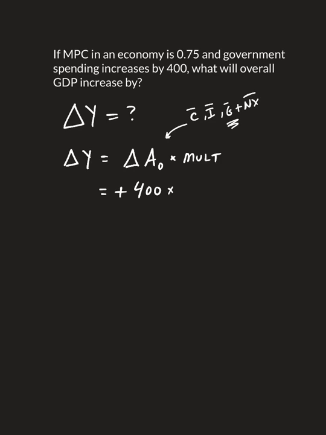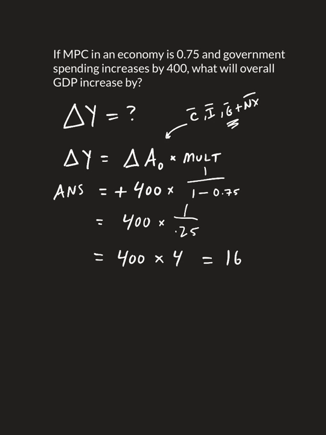We need to multiply that by the multiplier. Well, we know the multiplier is 1 over 1 minus MPC, which is 0.75. This is going to be the answer that we are looking for. So we have 400 multiplied by 1 over 0.25. 1 over 0.25 is equal to 4, so we have 400 times 4, which is equal to 1,600.